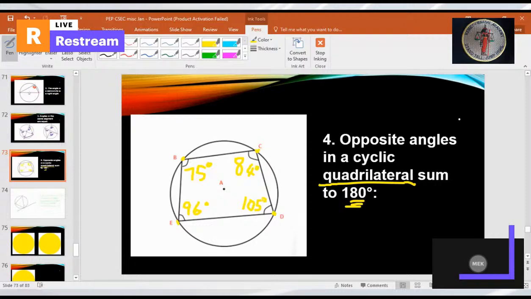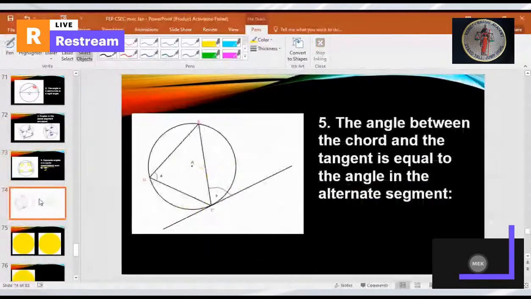Opposite angles in a cyclic quadrilateral should add up to 180 degrees. So let's look at the fifth theorem that we're doing for today. There are other theorems. We're only doing these five. This one says the angle between the chord and the tangent is equal to the angle in the alternate segment.